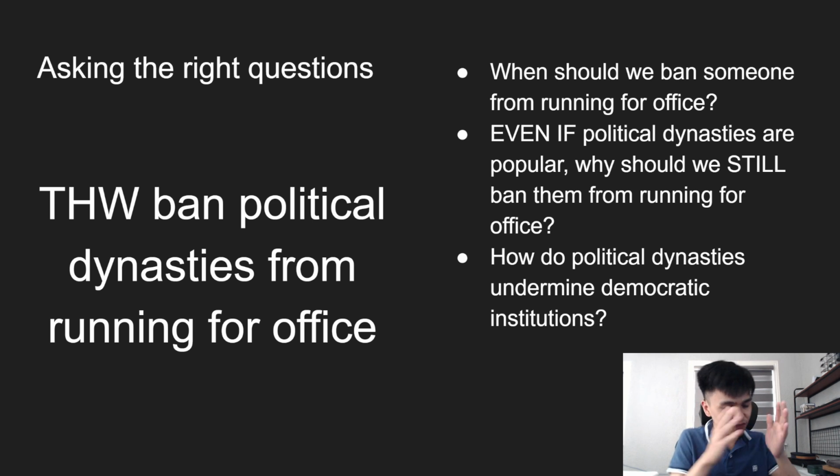And so our first argument on politicians being, of course, corrupt, or political dynasties being corrupt and entrenching themselves in power, is not accurate yet. We must specify the question. And so we might ask another question to deepen our first question. Instead of just asking when should we ban someone for running for office, we'll ask the question, even if political dynasties are popular, why should we still ban them from running for office?